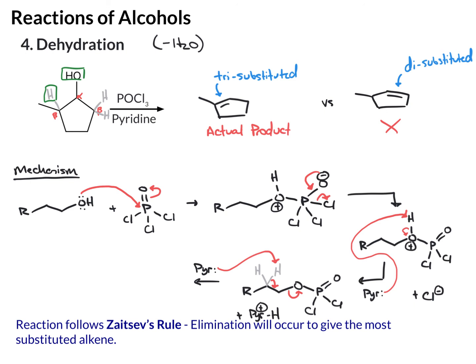So what we end up with, we have the R and the double bond. Then the byproduct will be P double bond O, O minus, and the 2 chlorines. And of course, the second protonated pyridine. So this is how we end up with our alkene product.